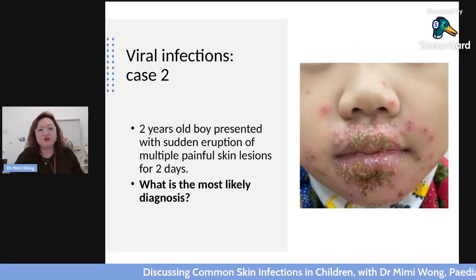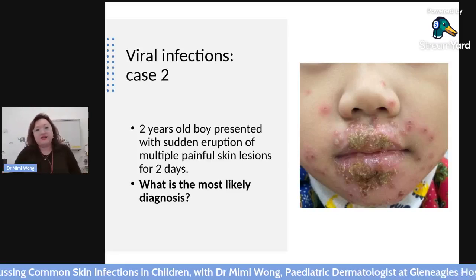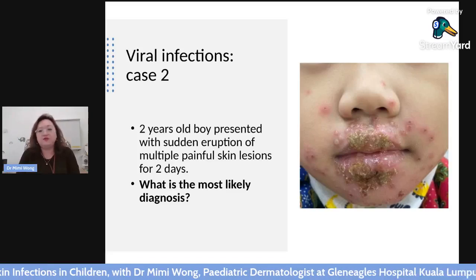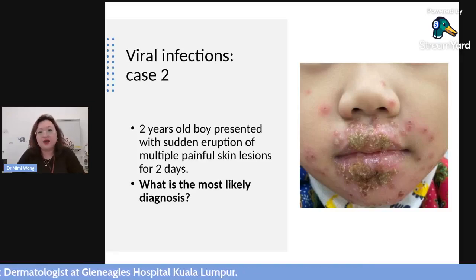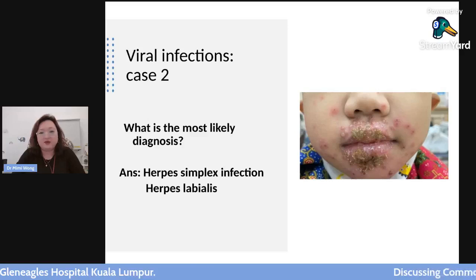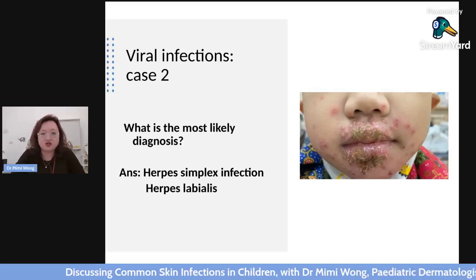Okay, let's quickly move on to case number 2. This 2-year-old boy came to me with a sudden eruption of multiple very painful skin lesions for 2 days. He also has a fever. So what is the most likely diagnosis here? You can see there are multiple blisters around the mouth, and some areas already have a little hole in them, looking punched out.